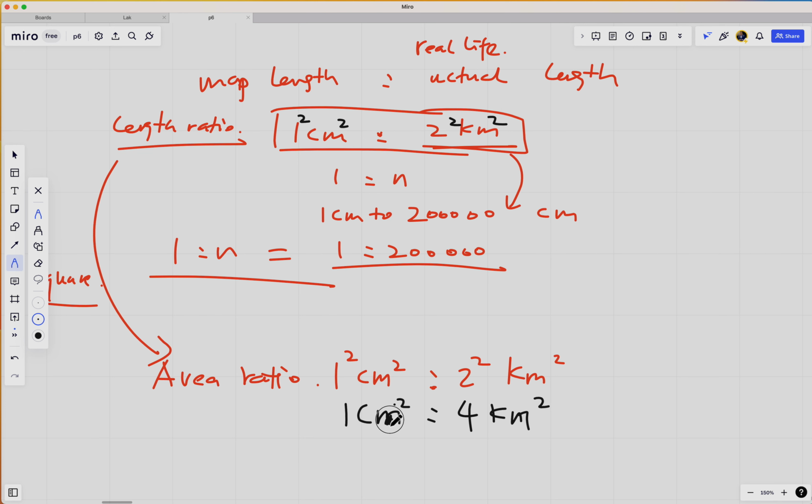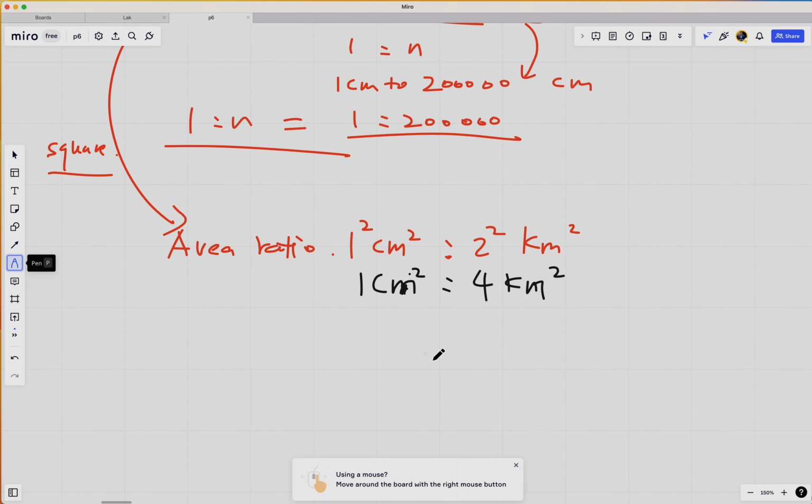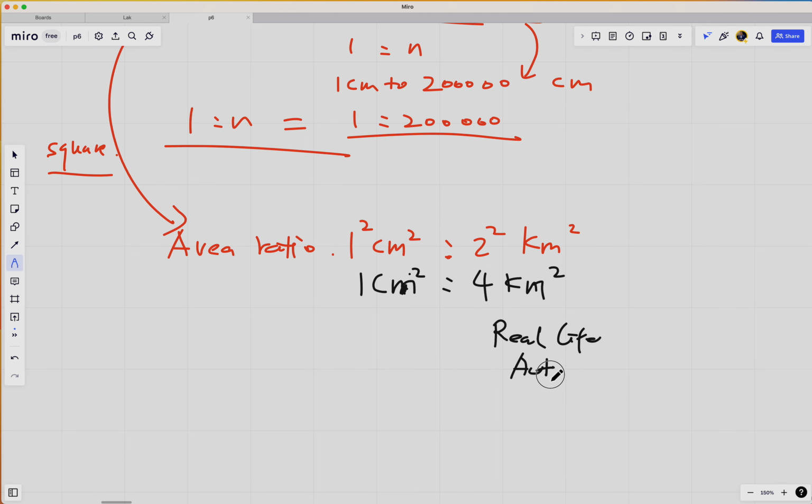Usually the question will tell you, what if I measure the actual or the real life area? Sometimes they give you the real life area or actual area, or sometimes they give you the map area. Then they will ask you for the other one. They give you the map, you get the real life. It depends which one they give you.